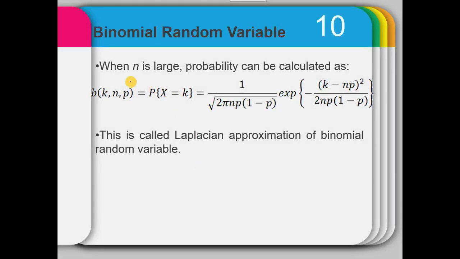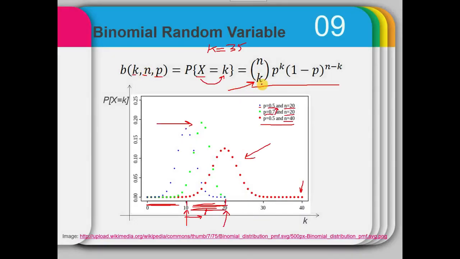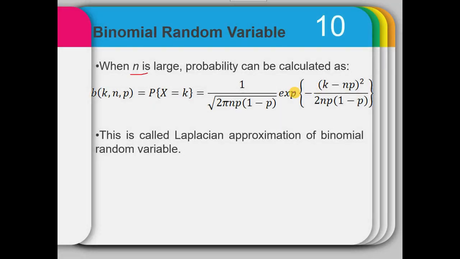When the value of n is large, it is difficult to find this probability. So if the value of n is very large, you can also calculate the probability using this expression. This is actually a Laplacian approximation of the binomial law. So you can replace the binomial random variable's PMF with this Laplacian approximation, only when n is very large, and it will give more or less the same answer.